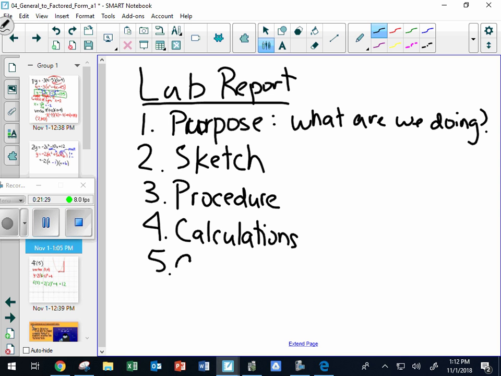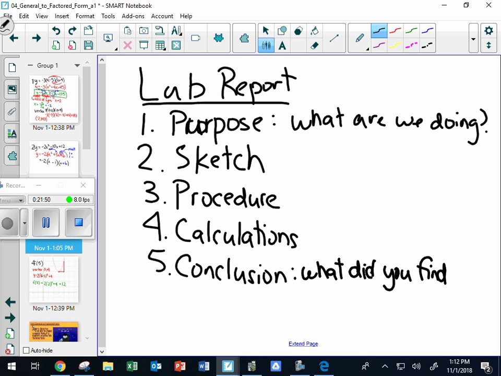And then the last thing that we want is a conclusion. Based off of your calculations and the purposes that you had, what were your results? This should be a few sentences. What did you find? And then the last thing I would like you to include in this conclusion is one math concept that you learned, improved on, or used a lot during this lab. One math concept.